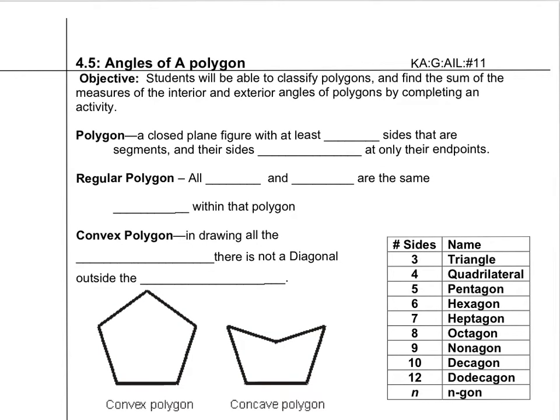All right, 4.5, angles of a polygon. Students will be able to classify polygons and find the sum and measure of the interior and exterior angles of polygons by completing an activity.